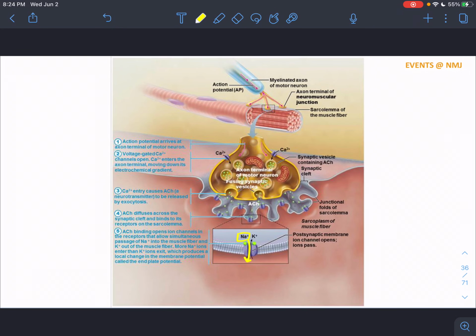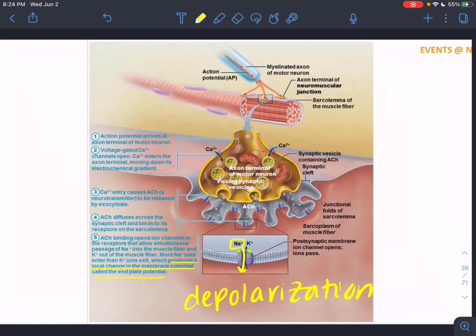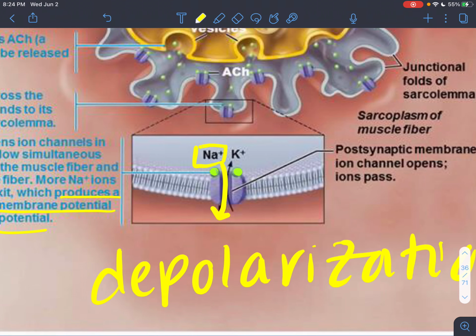Sodium entering produces a local change in the membrane potential, and this is called the end plate potential, also known as depolarization. You have a positive sodium ion entering, and remember at rest we have a negative 90 millivolts inside. It depolarizes the area here, making the inside more positive than it normally is. That's called the end plate potential, or depolarization.